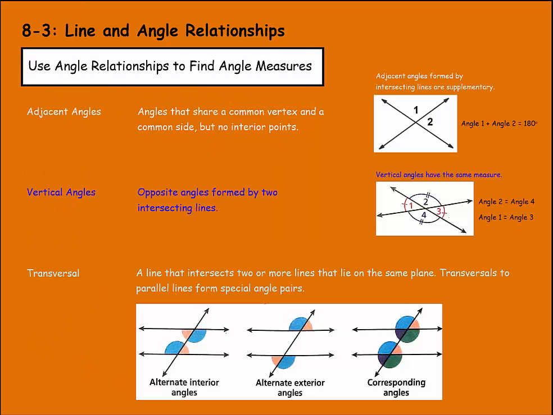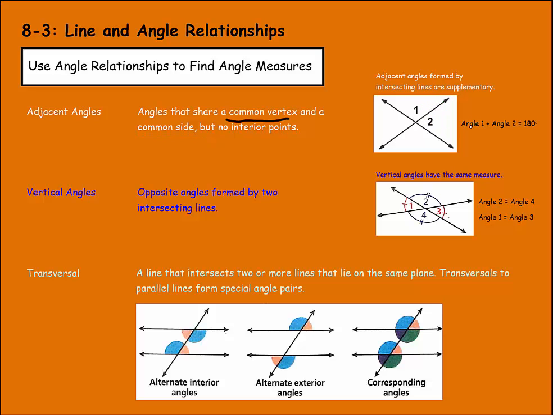Moving on to part 2 of our lesson, where we can learn 3 more vocab words. The first one to learn is adjacent angles. Adjacent angles are angles that share a common vertex and a common side, which would be right here in this case, but no interior points that they share. And that makes sense. If there's a dot somewhere inside this 1, it's not going to be inside this 2.